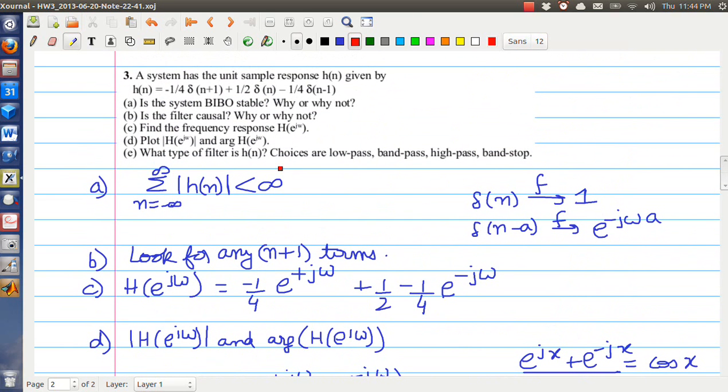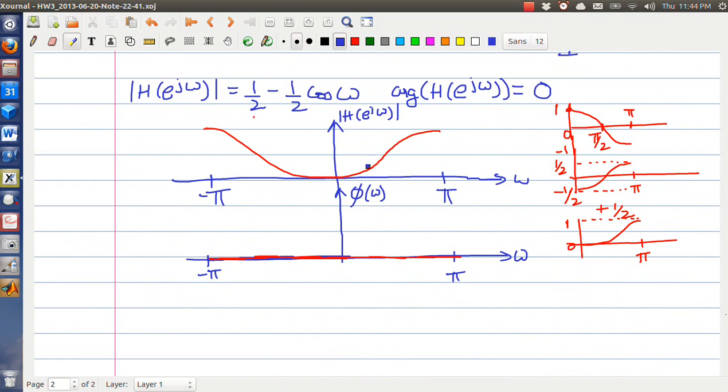For the last part of the problem, it is asking what type of filter is h[n]. A low pass, band pass, high pass, what kind? So since it's letting through the high frequencies and blocking the low frequencies, it's a high pass filter.